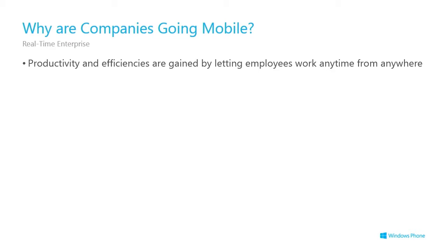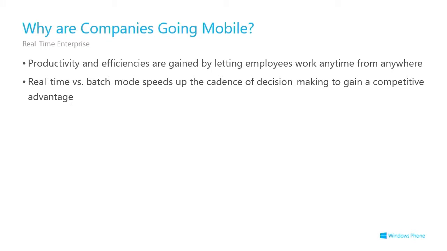So the one obvious one a lot of people think about when you mobilize your enterprise and your employees is you have that productivity and efficiencies gained when you let employees work anytime from anywhere. They can be in the office, they can be at the coffee shop, they can be working from home. Just the untethering of employees facilitates incredible productivity. The next thing is real-time versus batch mode, speeding up the cadence of decision-making, which helps your company gain a competitive advantage.